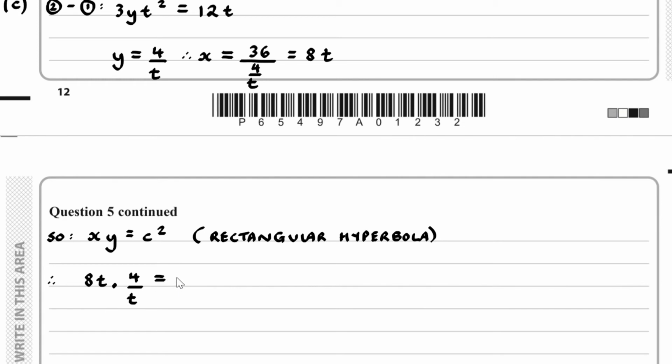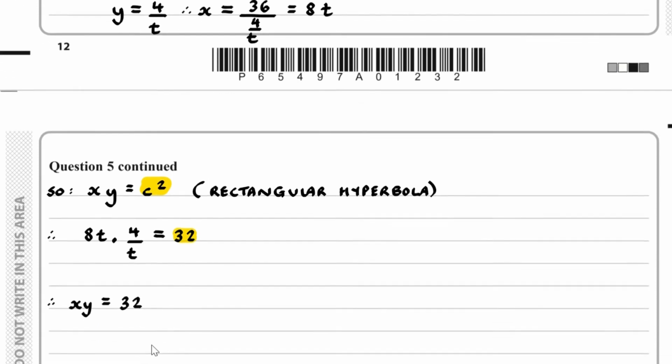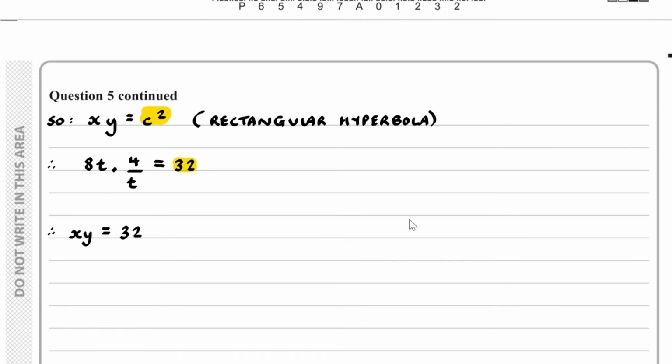And what this is equal to is 32. So c squared is equal to 32, which means the equation, we've got xy equals 32 as the equation of our rectangular hyperbola.